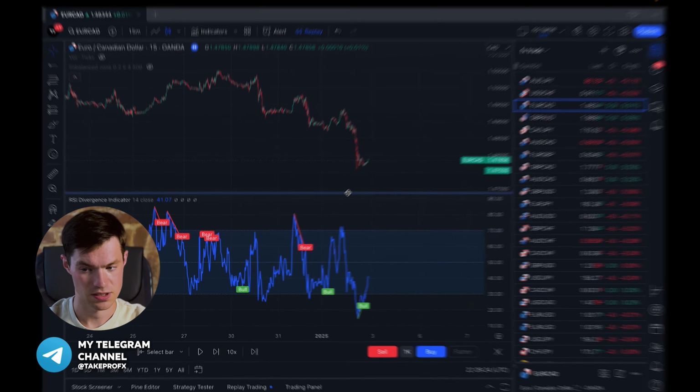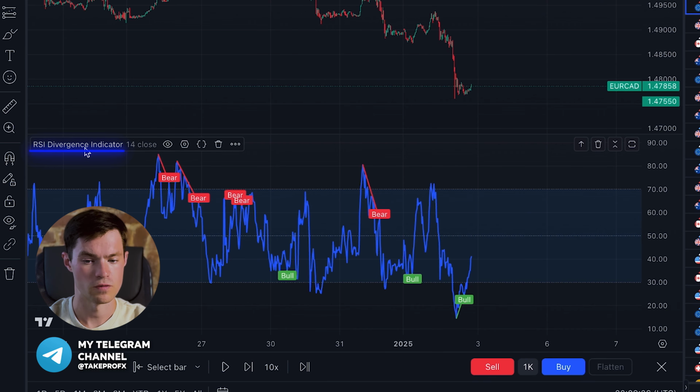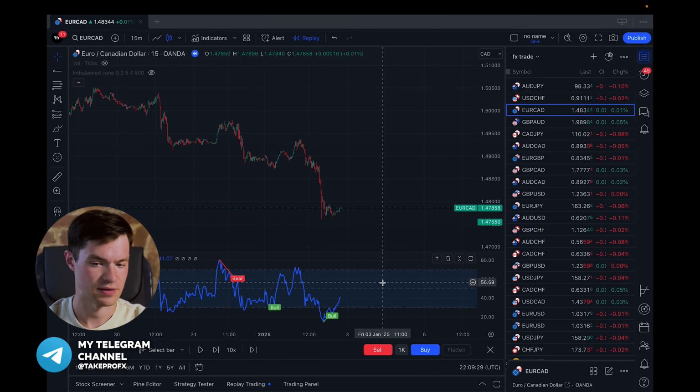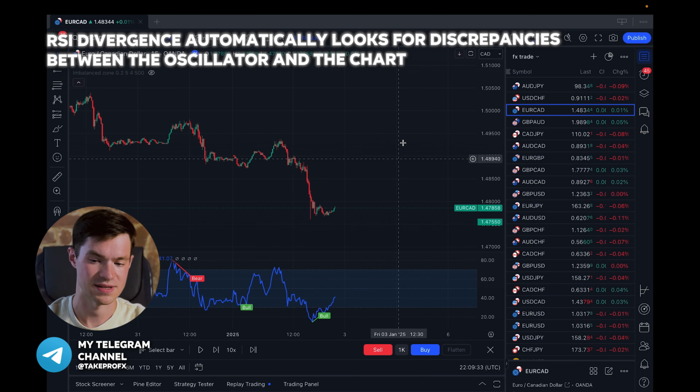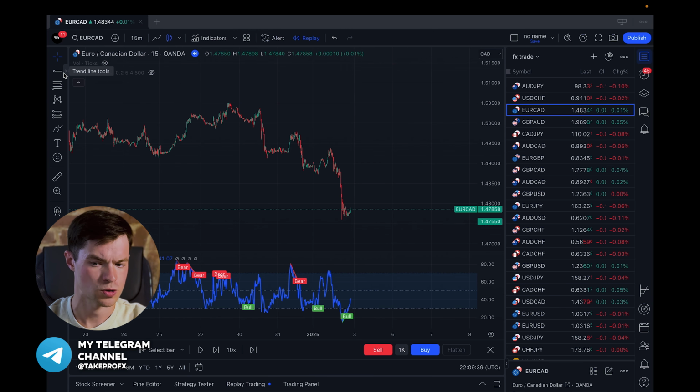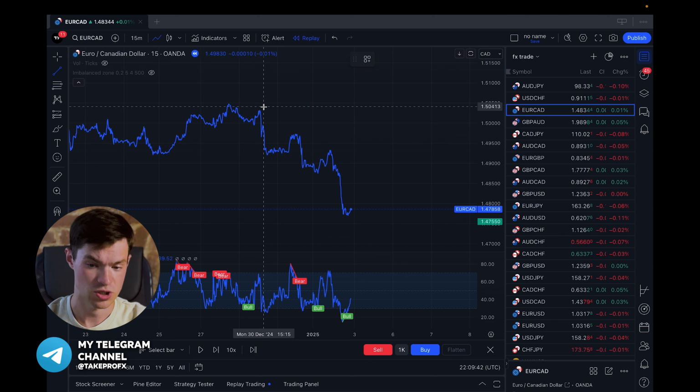By the way, the indicator below is called the RSI Divergence indicator. It is a very handy thing that allows us to automatically look for a divergence between the oscillator and the chart. If you don't want to get to the heart of it, just add it to the chart, and I will teach you how to use it.